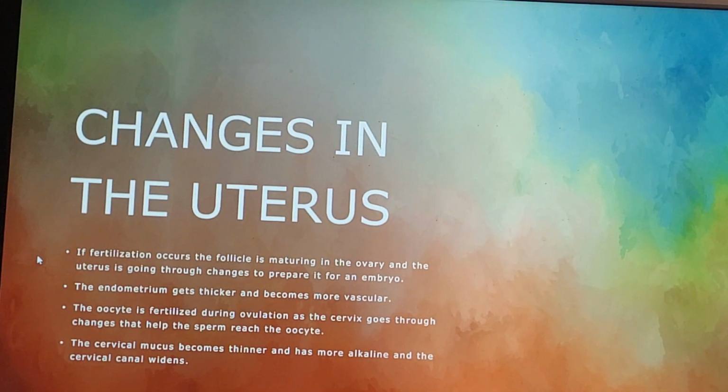Changes in the uterus. If fertilization occurs, as the follicle is maturing in the ovary, the uterus is going through changes to prepare it for an embryo. The endometrium gets thicker and becomes more vascular. The oocyte is fertilized during ovulation as the cervix goes through changes that help the sperm reach the oocyte. The cervical mucus becomes thinner and more alkaline, and the cervical canal widens.